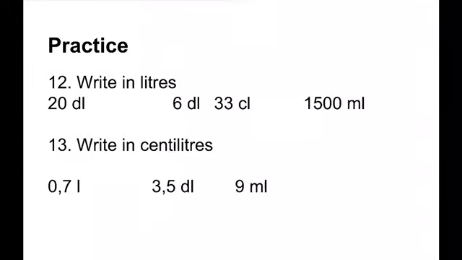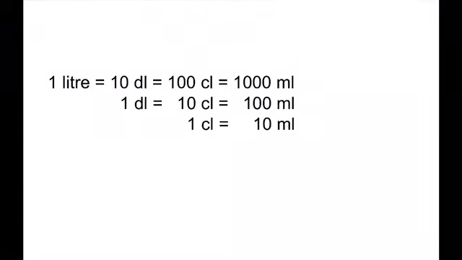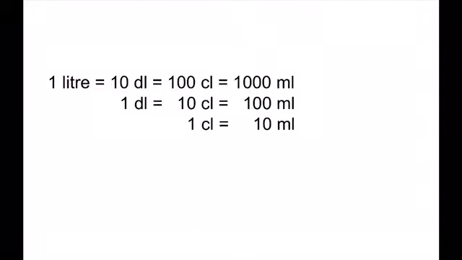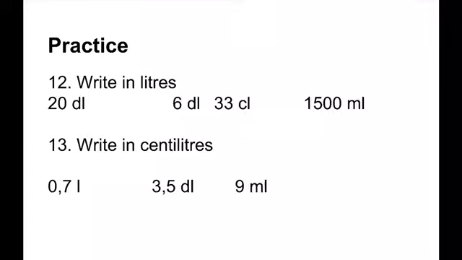Okay, so we are going to practice this. We need to write these in liters. So our whole thing with what we did before was lengths and distances. So let me explain this part. One of the units for volume is a liter, and it is the same thing as 1 cubic decimeter or 1,000 cubic centimeters. So let me show you what that means. I'm going to draw it up here.